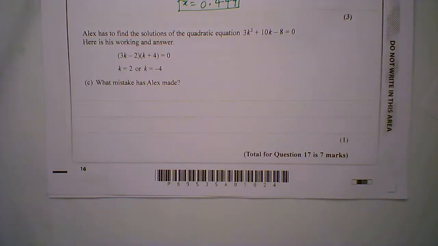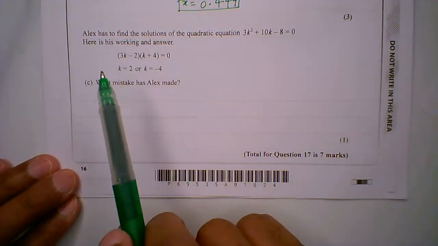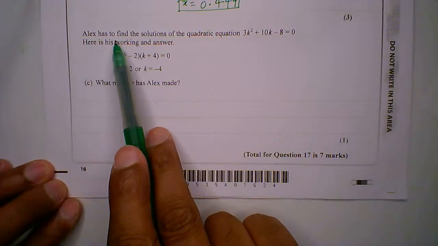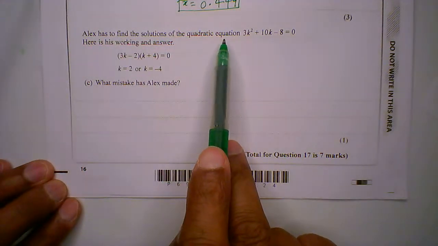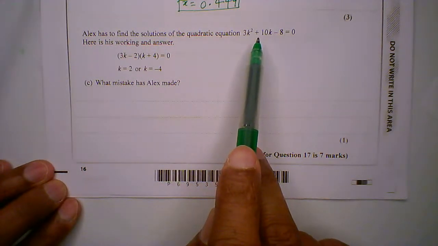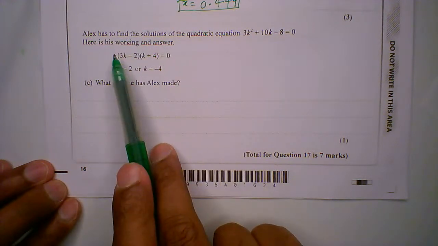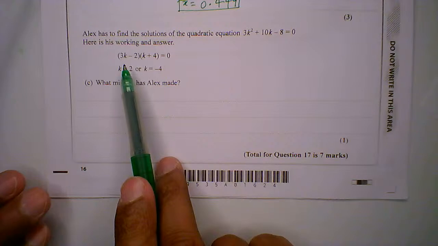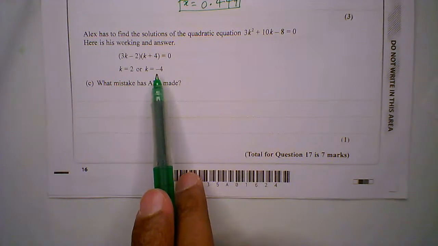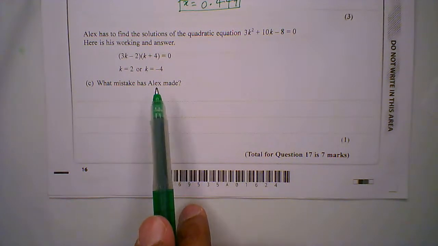And again, if you need more time, press pause. Question 17, part C. Alex has to find the solutions of the quadratic equation 3k squared plus 10k take away 8 equals 0. Here is his working and answer. You've got this, k equals that. What mistake has Alex made?